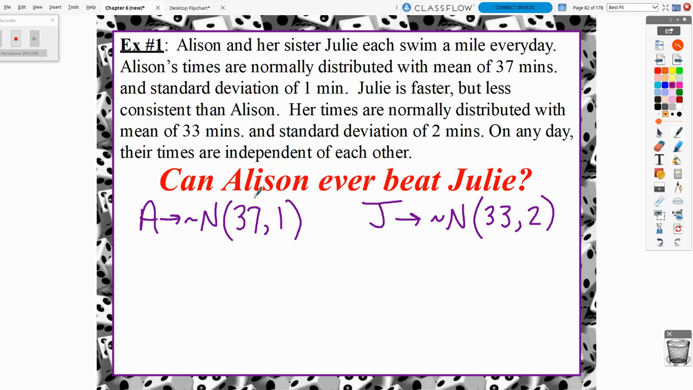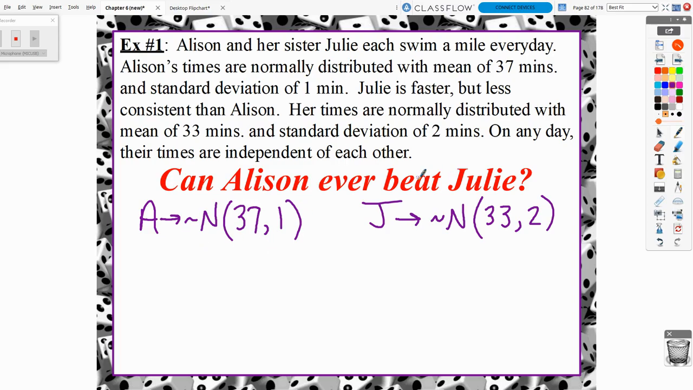Now, if you think about it, we said Julie's faster, right? Her mean time is 33, Allison slowpoke, 37 minutes. Oh my gosh, so slow. But remember we said Julie is less consistent than Allison. She has a higher standard deviation. So might there ever be some times where she's just really inconsistent and Allison's on her A game? Could Allison ever beat Julie?